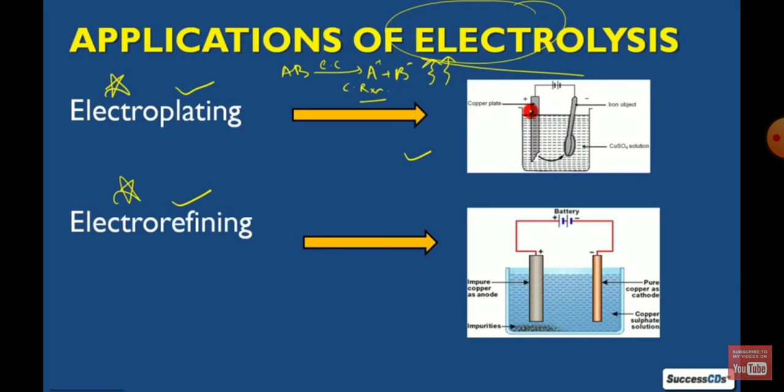So what is electroplating? Electroplating means depositing a thin layer of metal on any conducting substance by the process of electrolysis. Okay, so here you can see in this figure what we are doing. We have taken the salt solution here. In the first figure you can see that we have taken salt solution, and you can see that metals start depositing on the surface of the cathode.